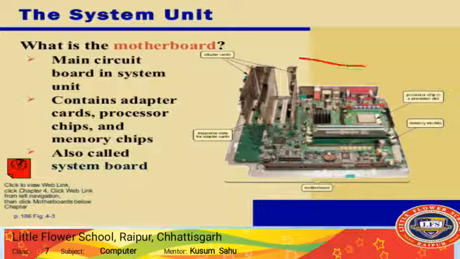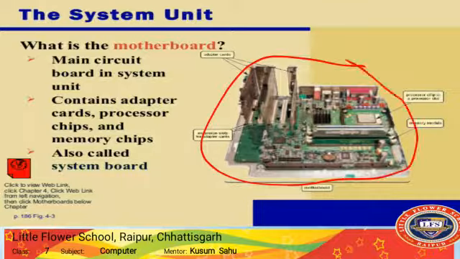So here you can see the structure of the motherboard. Through the motherboard only, the other components like the memory unit, RAM, ROM, expansion slots, CD and DVD drives, etc. are connected.